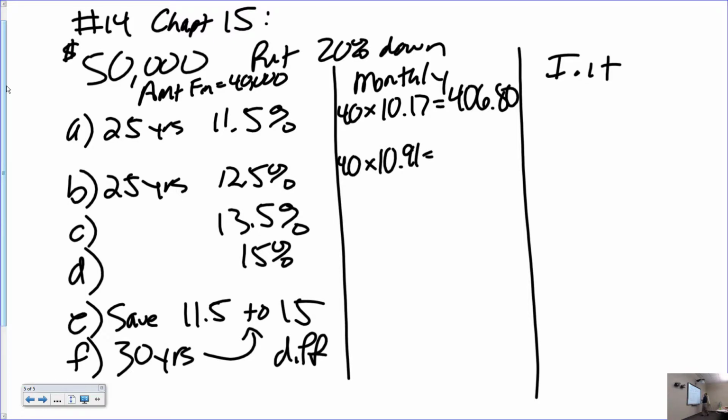10.91. What's 40 times 10.91? 43,640. What's 13.5%? 11.66. What is that? 466.40. I'll buy it. And what's 15%?